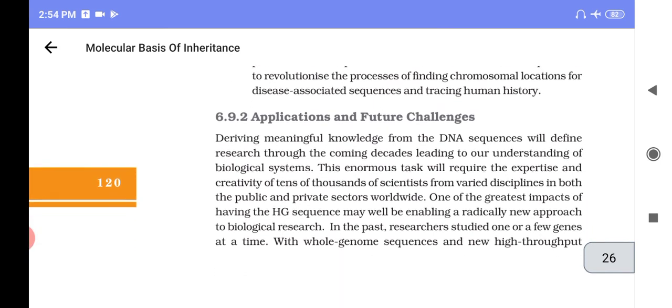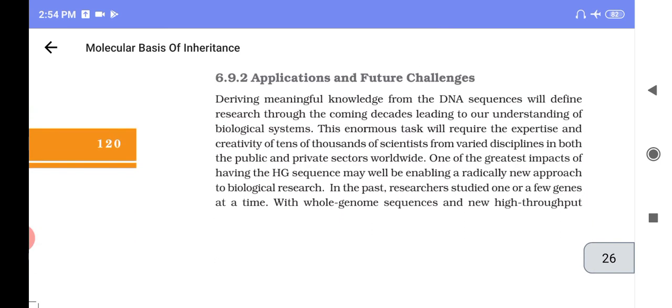Applications and future challenges. Deriving meaningful knowledge from the DNA sequences will define research through the coming decades, leading to the understanding of biological systems. These enormous tasks will require the expertise and creativity of tens of thousands of scientists from varied disciplines in both the public and private sectors worldwide.